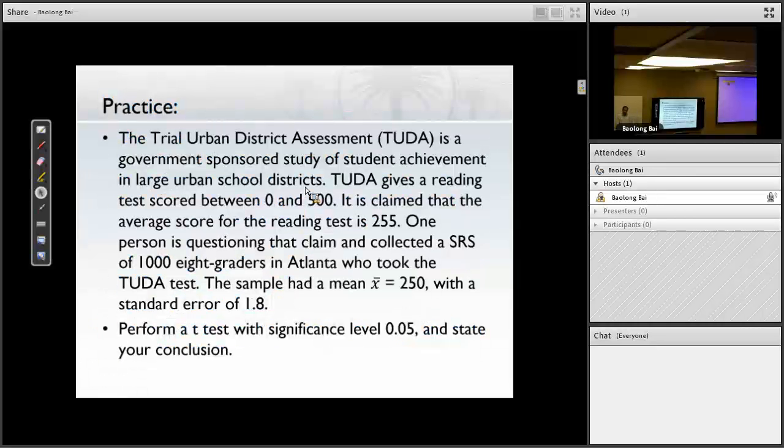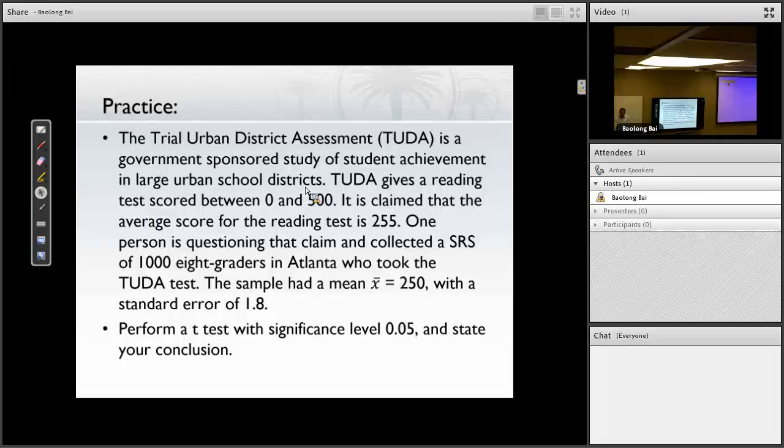Then we can do another practice real quick. So the tribal urban district assessment, TUDA, is a government-sponsored study of student achievement in large urban districts. TUDA gives a reading test score between 0 and 500. It's claimed that the average score for the reading test is 255. One person is questioning that claim. So when he's questioning that claim, he's saying basically he thinks the average score for the reading test is not 255, right? So it could be lower and higher, but he just doesn't believe it is.